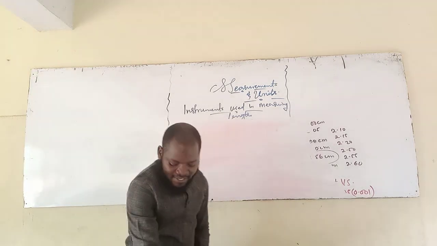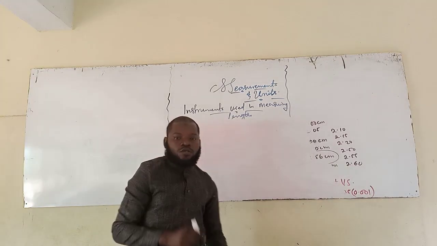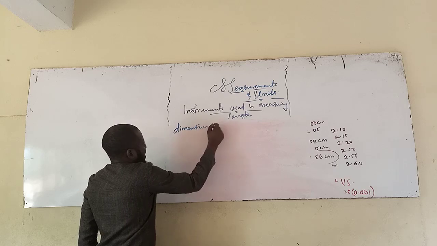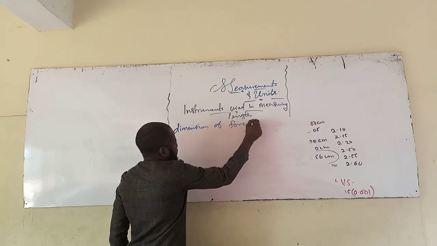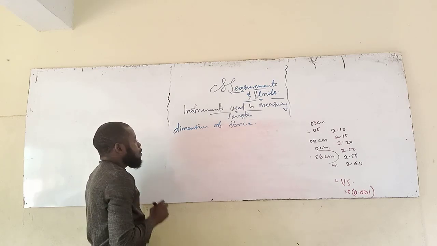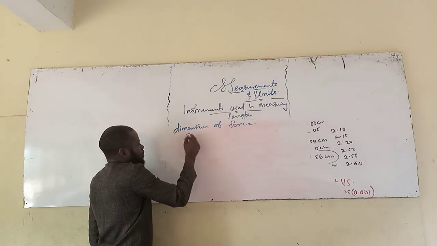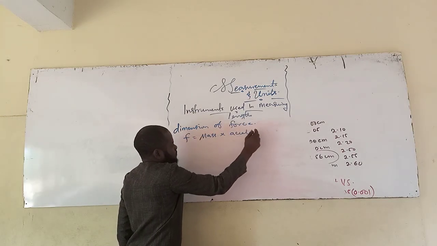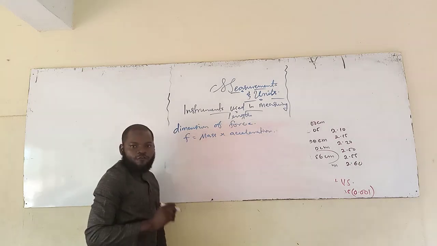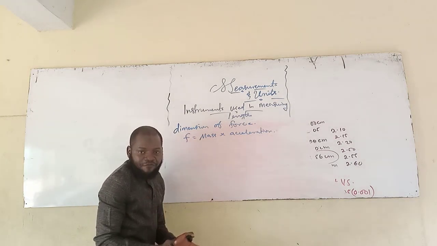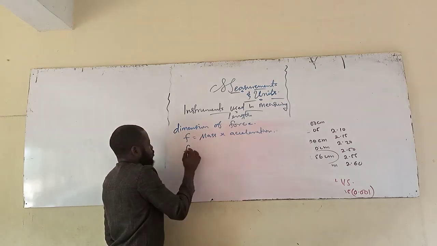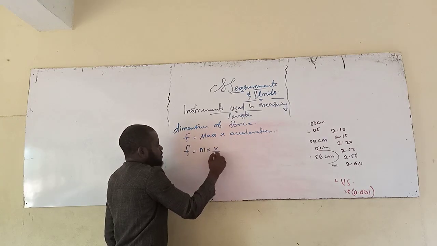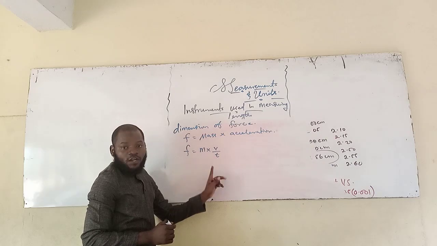Now, let's take for instance that we are looking for the dimension of force. Are we there? Now, what was the first step? The first step is to write down the formula. Force is given as what? Mass times acceleration. That's the formula for force. Step two, express everything as a fundamental quantity. So we have F equals mass multiplied by acceleration, and acceleration is velocity over time.